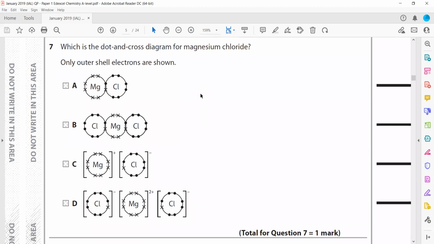Which of the following is the dot and cross diagram for magnesium chloride? Only outer shell electrons are shown. Magnesium chloride is an ionic compound. An ionic compound is formed by complete transfer, so it cannot be A or B. Then the formula for magnesium chloride: magnesium has +2 valency, chlorine is -1, so it will be MgCl2. Here the valency is not given correctly for magnesium, so D is the right answer.